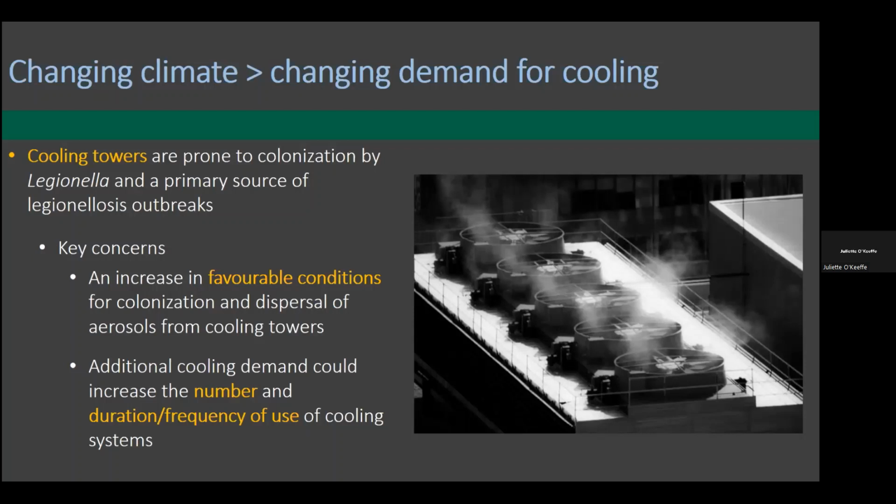We know that cooling demand in our warming cities is going to go up. So we could see an increased number, duration, and frequency of use of cooling systems. And cities like Vancouver are now moving to maximum temperature standards where new builds are going to have some type of mechanical cooling system. So we could see our urban centers become more cooling towers and more sources of cooling.